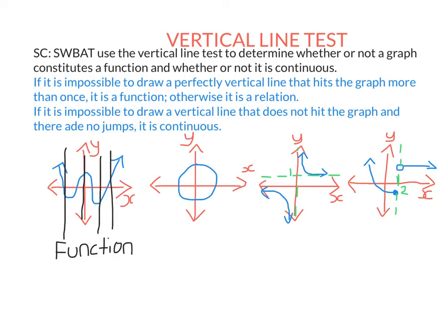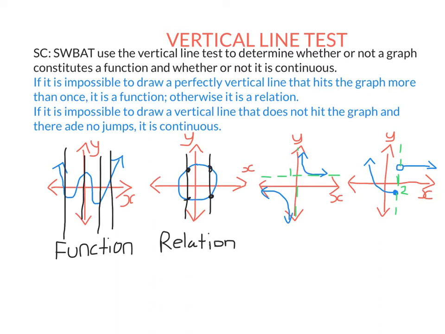For this second graph here, if I draw a vertical line through it, it's possible that I hit the graph twice. I've hit it here and here, and then I've hit it here and here. So because it's possible to draw a vertical line that hits the graph more than once, this is not a function. We just refer to it as a relation. So something like a circle is not a function.